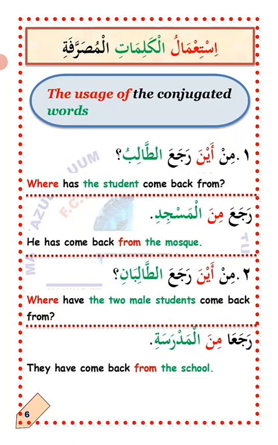استعمال الكلمات المصرفة. Now the usage of the conjugated words. How do we make use of them in a meaningful sentence? واحد, number 1. من أين رجع الطالب? Where has the student come back from? Now the answer, رجع من المسجد. He has come back from the mosque.